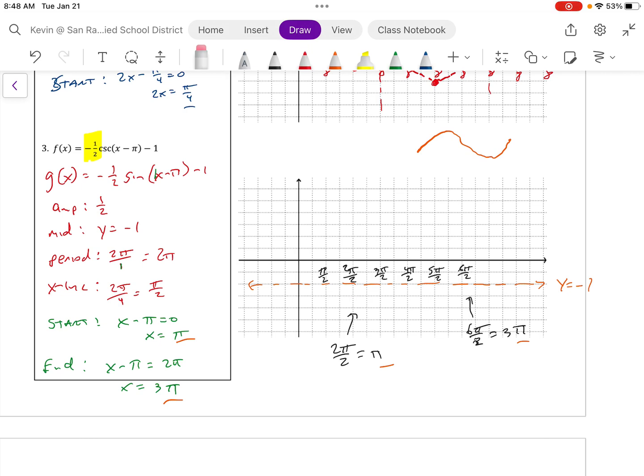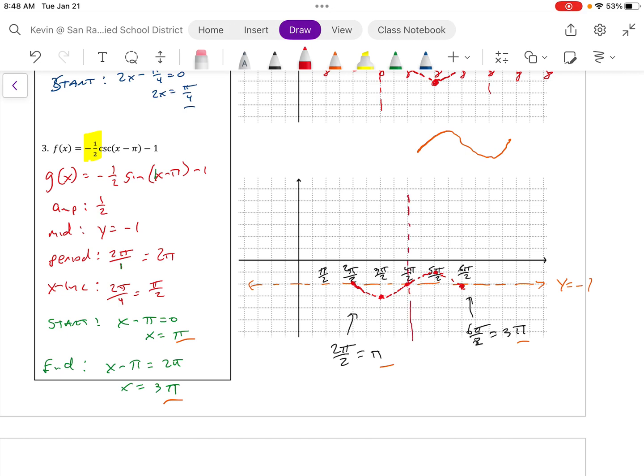We're starting at our midline, but we're going only 1/2 to here. And then we're going to be back to our midline, and then we're going to go 1/2 to here, and then we're going to be back to our ending midline. So we're starting at pi, but we're going down, and we're starting at our midline since it's sine. We're going down instead of up, and it's like a reflection, again, because of that negative.